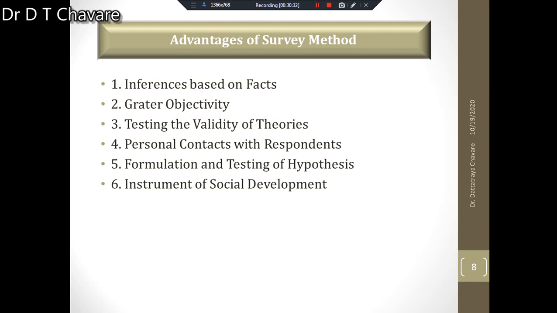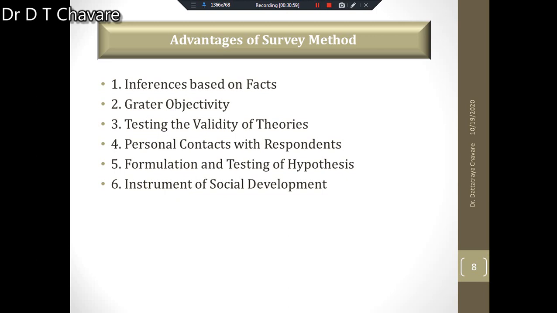In this method, the researcher draws inferences on the basis of first-hand information obtained through respondents. Hence, the results are accurate. Such inferences are not based upon theory or principles but upon actual facts of life. That's why this is the first benefit of the survey method you can get.